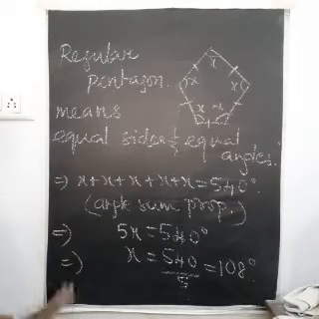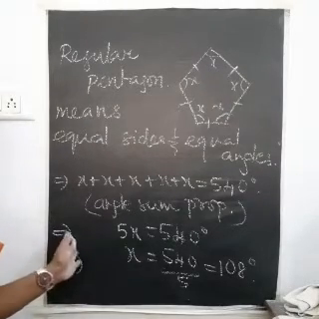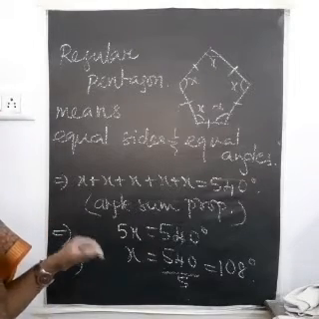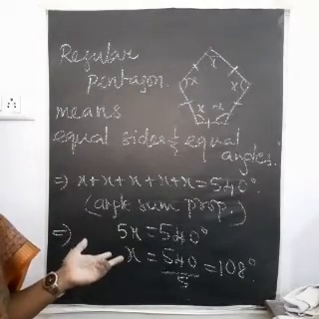Did you understand, children? So these are the sums that are relating to angles in a quadrilateral and a pentagon.